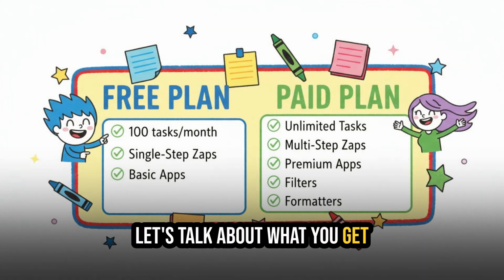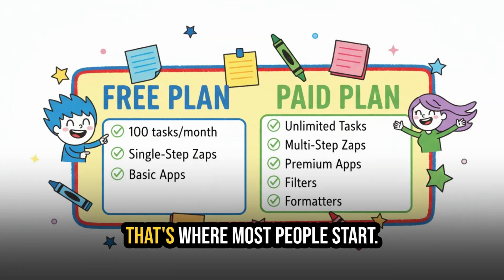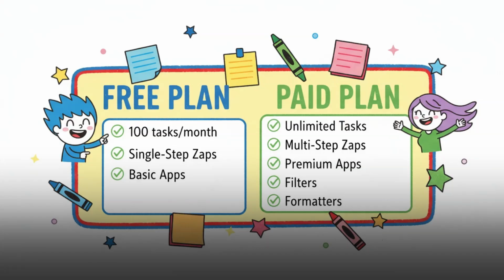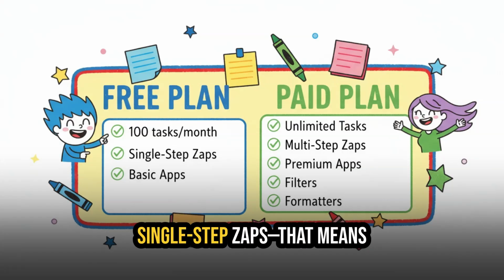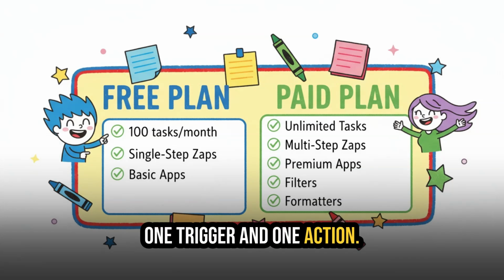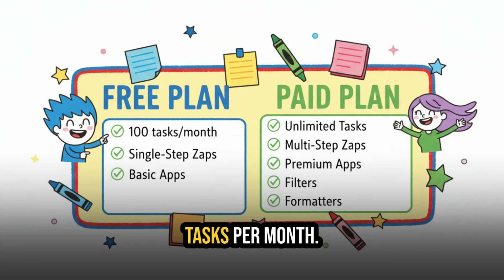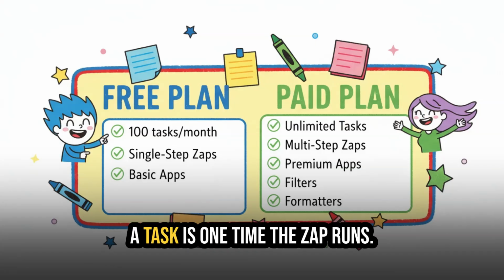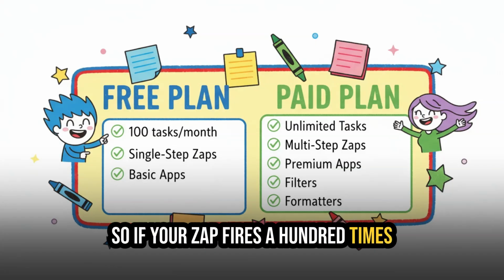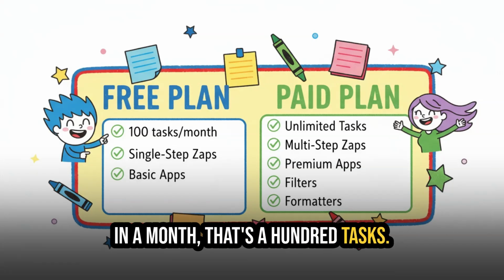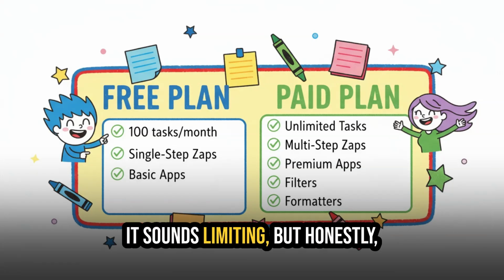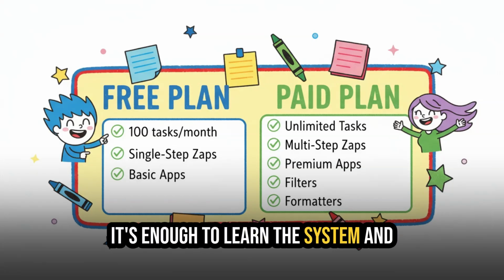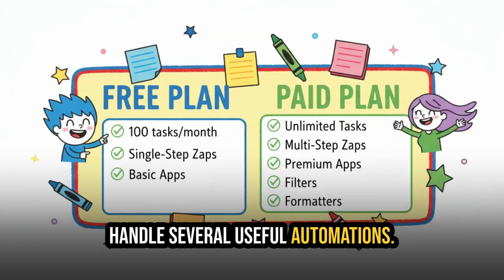Let's talk about what you get with the free plan, because that's where most people start. The free tier gives you single-step Zaps. That means one trigger and one action. And you get 100 tasks per month. A task is one time the Zap runs. So if your Zap fires 100 times in a month, that's 100 tasks. It sounds limiting, but honestly, it's enough to learn the system and handle several useful automations.